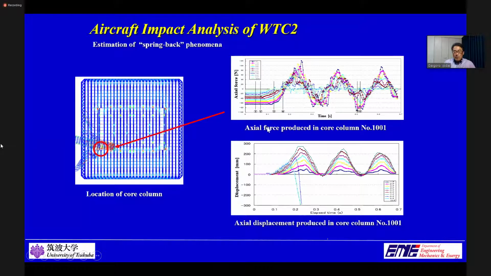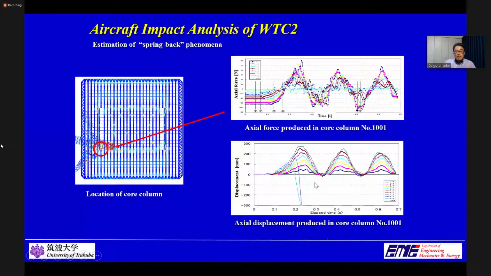At the lower levels, compression changes to tension immediately after the left engine hits the core structure and continues to vibrate with large amplitude. This core column at the 60th floor, for example, is heaved for 25 centimeters in 200 milliseconds as a result of this dynamic transition. This phenomenon is what we call a springback phenomenon, which occurred due to rapid unloading in the core columns during the impact that might have caused the destruction of member joints.